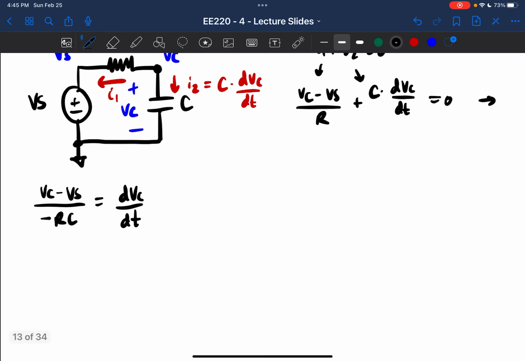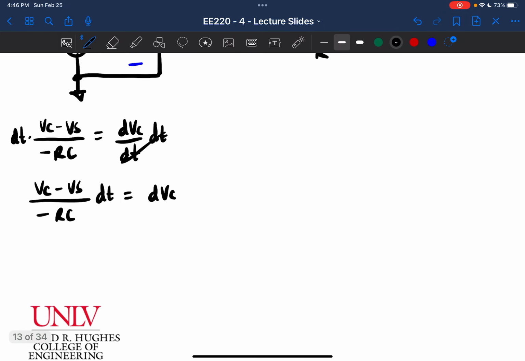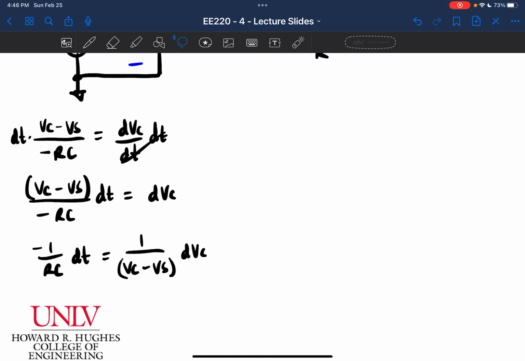And what I'm going to do next is I'm going to multiply both sides by dt. So this cancels, and I'm left with (Vc minus Vs)/(negative RC) times dt is equal to dVc. And so the very last thing that I can do here is I can move this voltage difference term over to the other side. So I can say negative 1/RC dt is equal to 1/(Vc minus Vs) dVc. All right, and now what this is called is a separable differential equation. Well, we already had a separable differential equation.